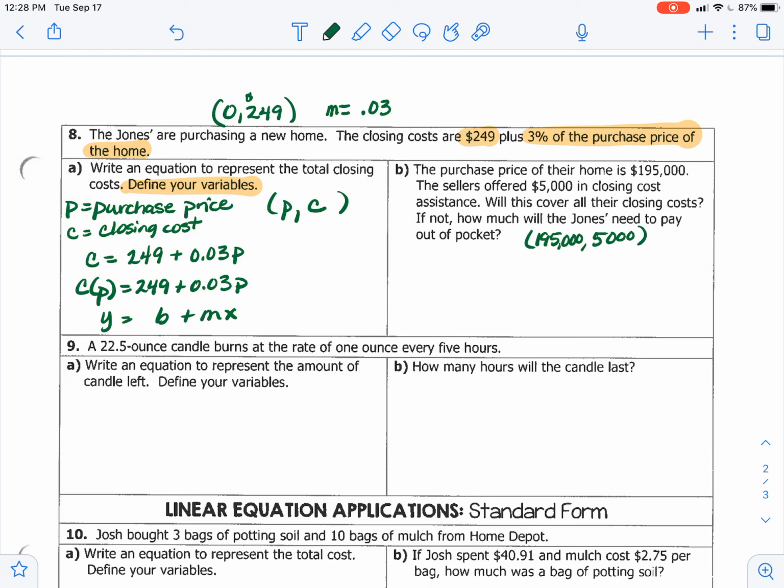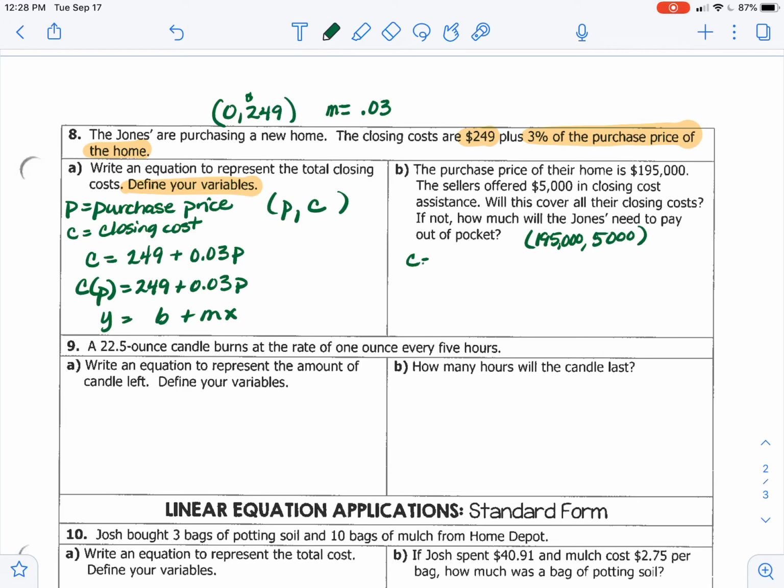Now, somebody might say, well, what if I flip the P and the C? What if I just chose to do C and P? Well, that's fine, but again, your equation must follow through that, and it would be a lot harder to do your equation. So this one says the purchase price of their home is $195,000. The seller offered $5,000 in closing cost assistance. Will this cover their closing cost? If not, how much do they need to pay? And so we're going to just try it out and see what we get.